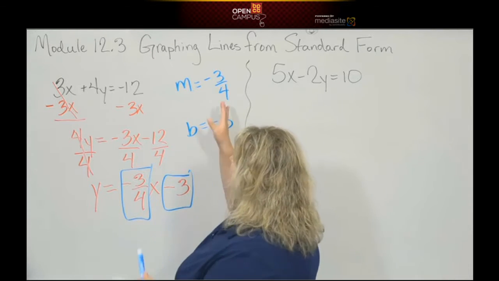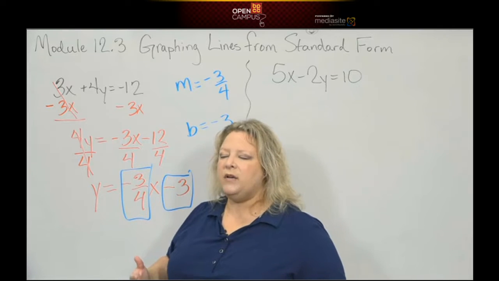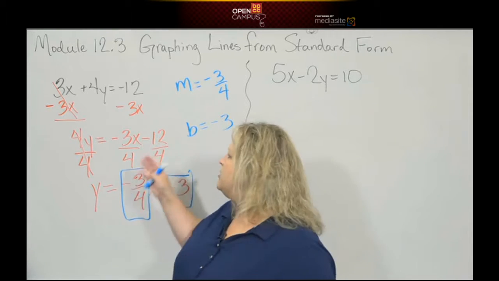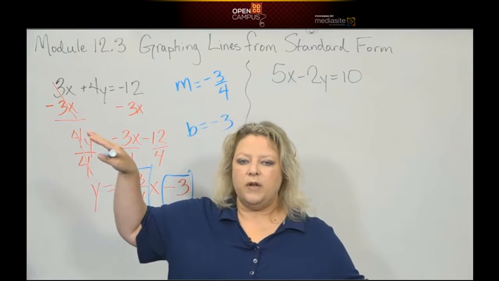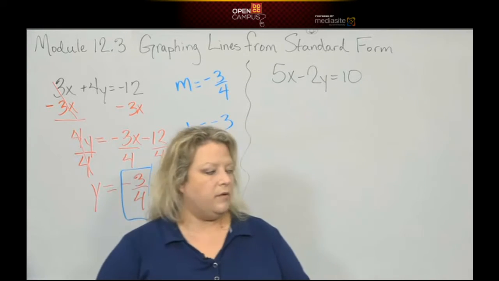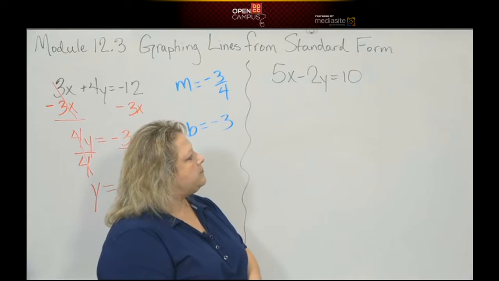So if our slope is negative, you have to get in your mind what that picture is going to look like. So if it's negative, your line's going down, okay? You're going downhill.